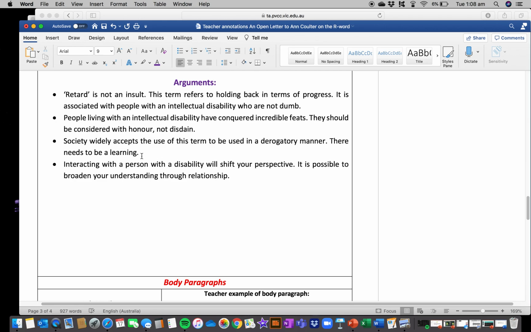The third argument I thought of was this one. Society widely accepts the use of the term in a derogatory manner. There needs to be a learning. So what he's saying is this. I would suggest his argument is not just to Coulter. It's not just to Ann to say, hey, Ann, that was ridiculous. How did you think you'd get away with that? What he's actually saying is society generally needs to learn this lesson as well.